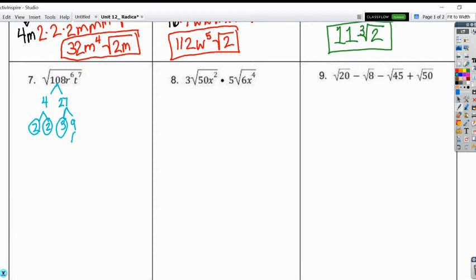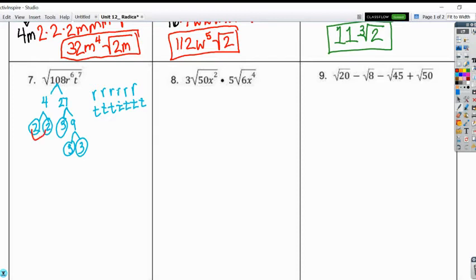3 is a prime, so I can circle it. 9 is not prime, so I'll keep going. 3 times 3 for that. And if you prefer, go ahead and by all means write out your variables if you need to count them. 1, 2, 3, 4, 5, 6 R's, and 1, 2, 3, 4, 5, 6, 7 T's, so that we can look for those matches. So it's a square root looking for groups of 2.